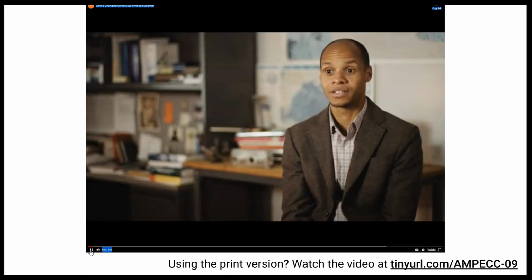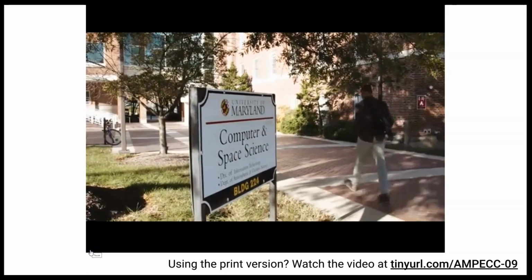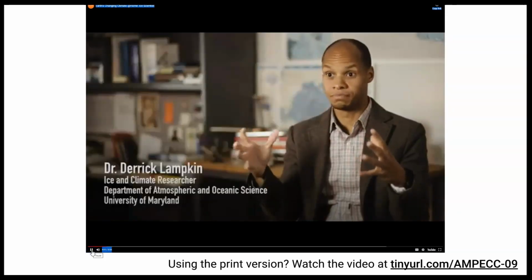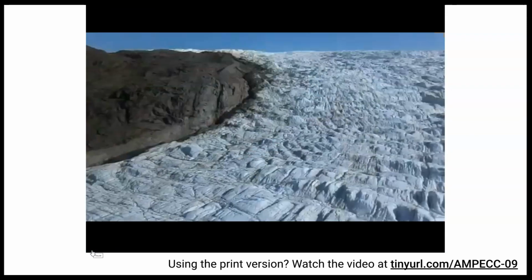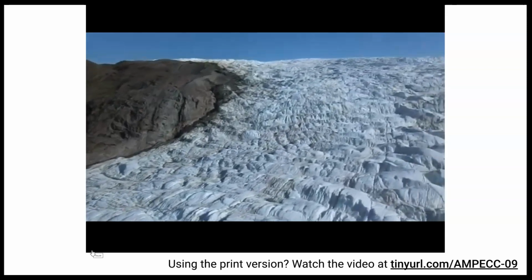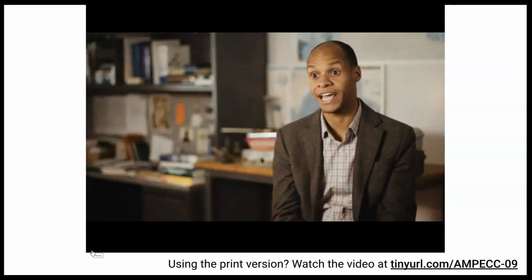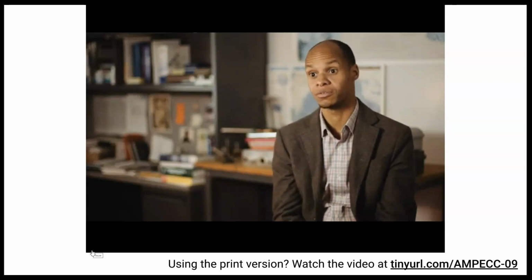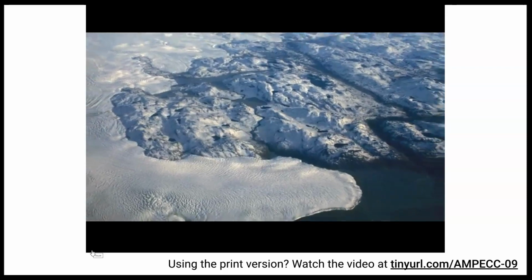I'm Dr. Derek Lampkin. I'm an ice and climate researcher, and I study how large ice sheets respond to a warming climate. An ice sheet is a large block or mass of ice that covers an extensive area at the size of a continent. I spend my time thinking about the Greenland ice sheet. We're seeing 300 billion tons of ice being lost annually from the Greenland ice sheet. That's ice mass being dumped right into the ocean and making a direct contribution to sea level rise. So we're very much concerned about what the long-term health of Greenland is going to be.